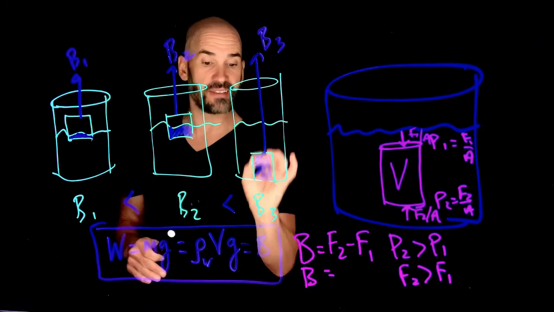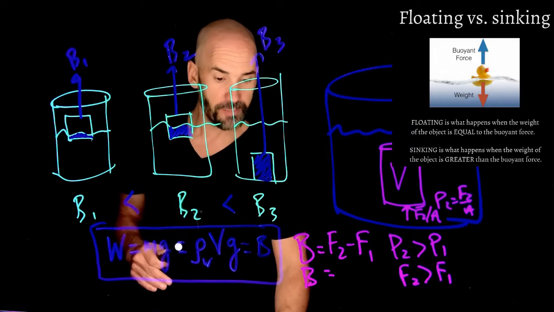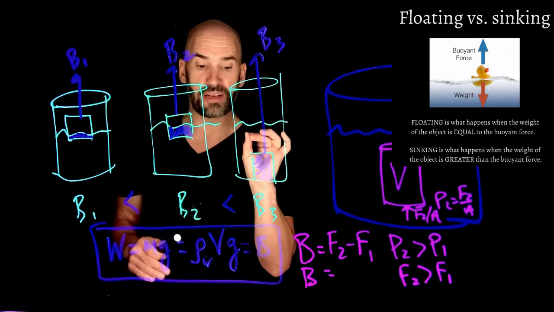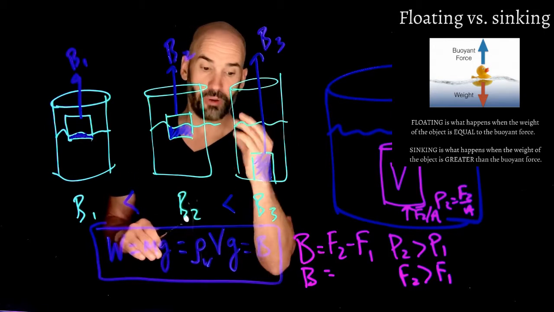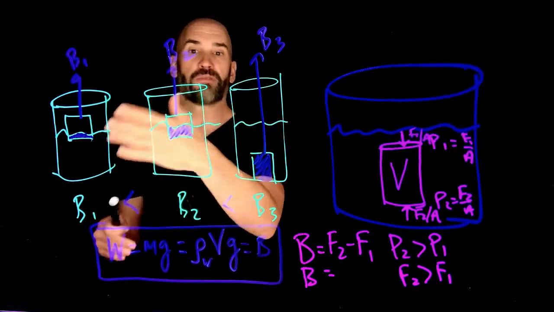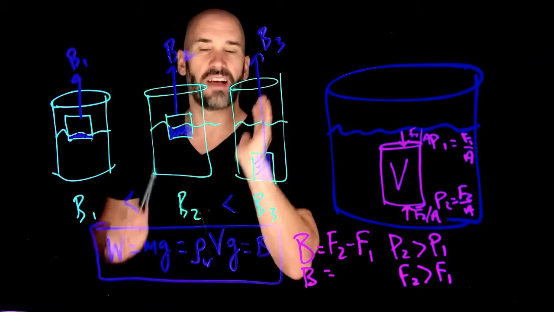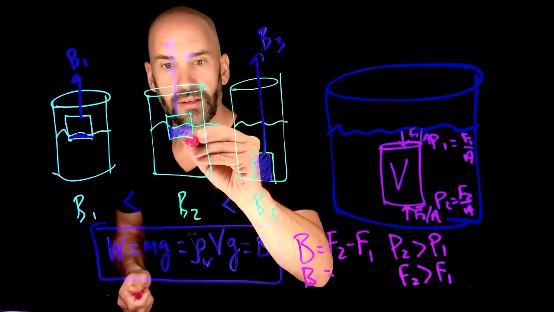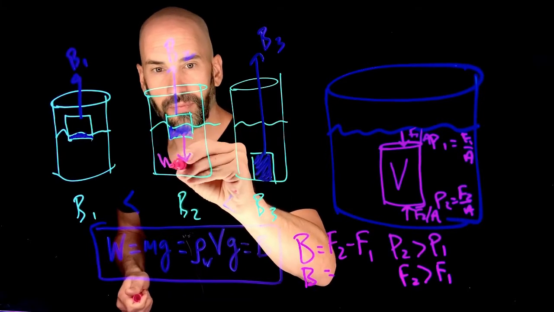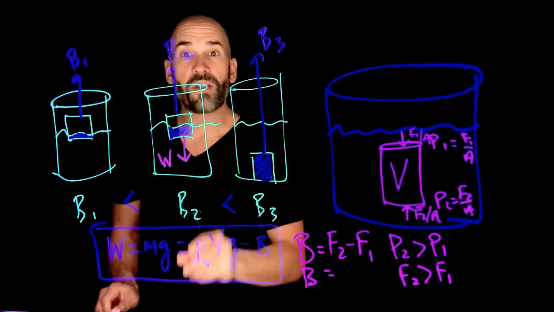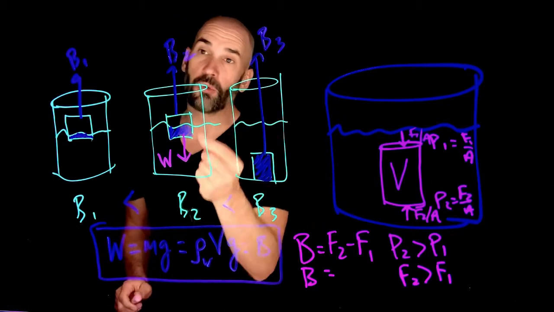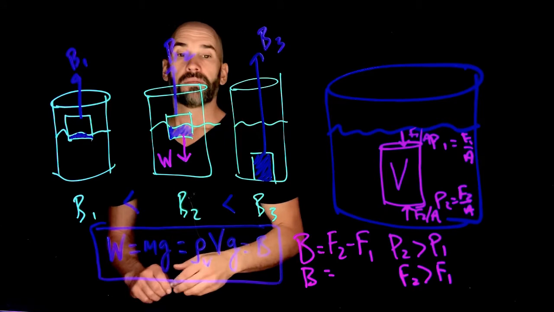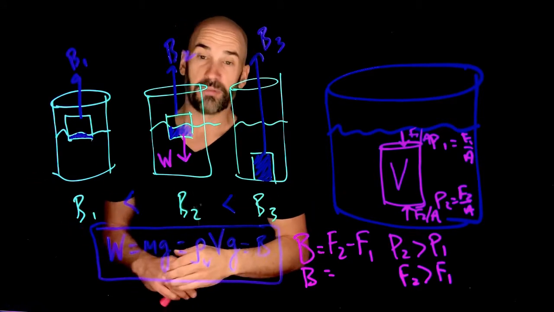So if you go to the next slide that says floating versus sinking, floating is something that happens when the weight of an object is equal to the buoyant force. In other words, if we draw the free body diagram of, let's say, an ice cube, we have a buoyant force going up and the weight going down. When the buoyant force and the weight are equal, we have an object that's floating. That's all there is to it.